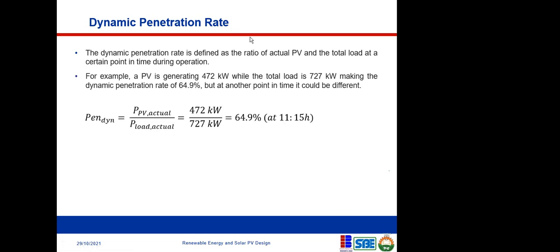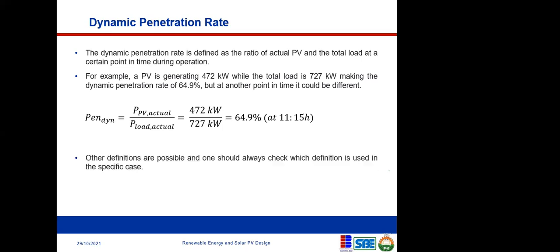So here is the formula to calculate the dynamic penetration rates. You have the actual capacity, you divide it by the actual load. In the static penetration, we are talking about the installed capacity, but in this one, we are talking about the actual capacity. So these are the differences. Other definitions are possible, and one should always check which definition is used in the specific case.